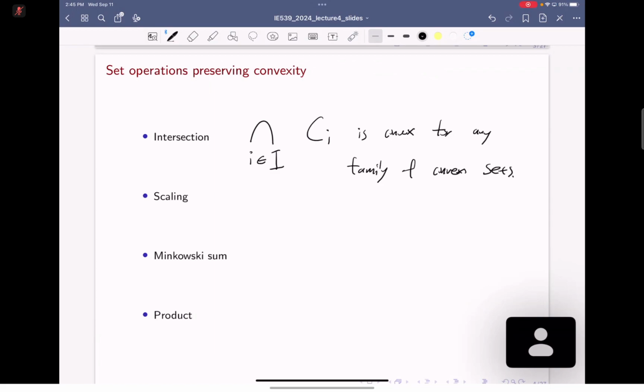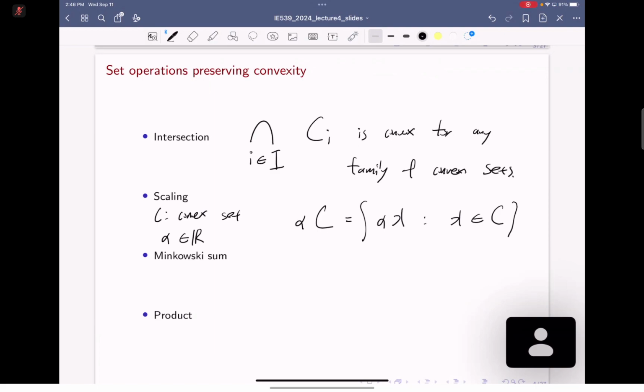And the scaling. So let C be a convex set, and alpha any scalar. Alpha times C is called a scaling of the set, and this collects the vectors: for any vector in the original set C, you take the scaling of that vector. It's intuitively clear, right? You are just changing the magnitude of each vector, and you preserve convexity.